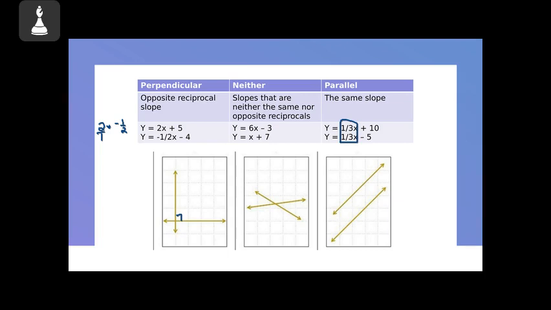So neither means you have something else. I don't have opposite reciprocals, and they're not the same. They're just different. So for example, a slope of 6 and a slope of 1, they're going to intersect in some other way that is not a right angle.